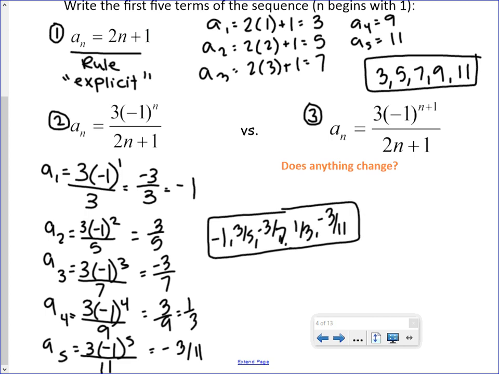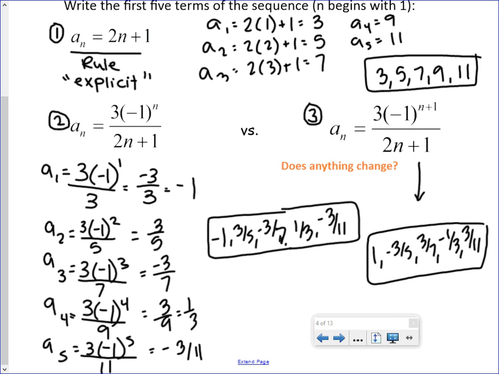Okay, and then did anybody get to sequence 3? What was different about sequence 3? The signs changed, right? So if you find the first 5 terms for this sequence, you're going to get a +1, a -3/5, +3/7, -1/3, and +3/11. What do you attribute that to? The n plus 1 in the exponent. Okay, so this is a valuable tool we can put in our toolbox, and we can pull out when we want to write a sequence that is alternating signs.